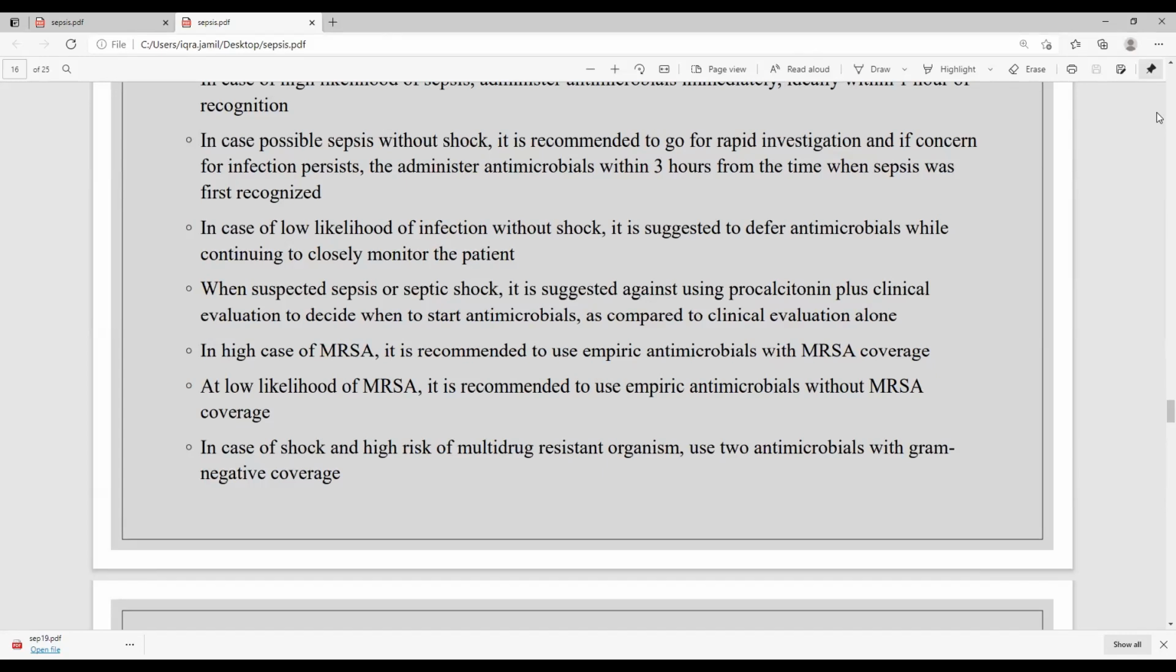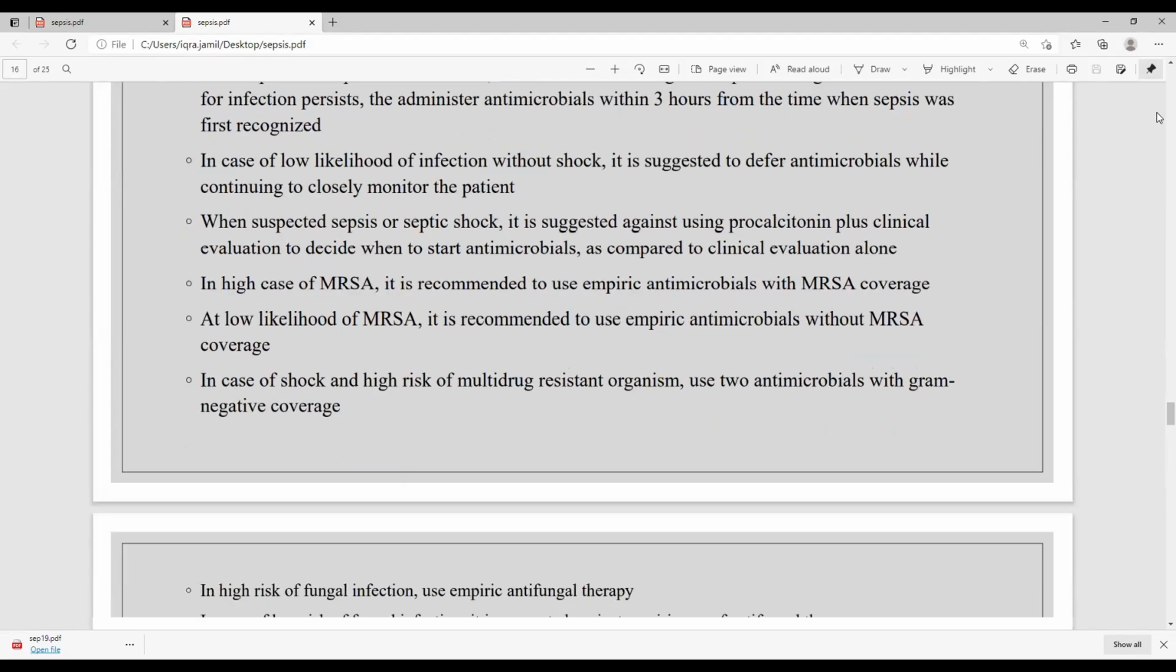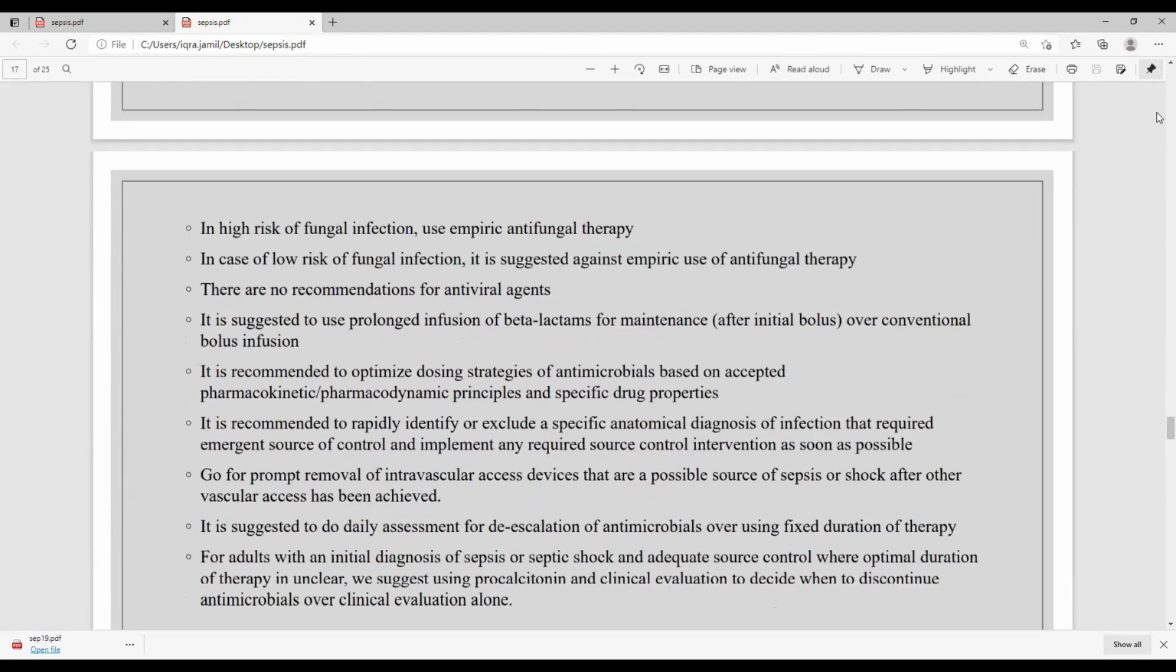In case of shock and high risk of multi-drug resistant organism, use two antimicrobials with gram negative coverage. In high risk for fungal infection, use empiric antifungal therapy. Fungal infection high risk means, number one, which is very important, when there is neutropenia and the patient has fever and has been given antibiotics for 4 to 7 days and is not improving clinically, so it is necessary to start antifungal empirical therapy.